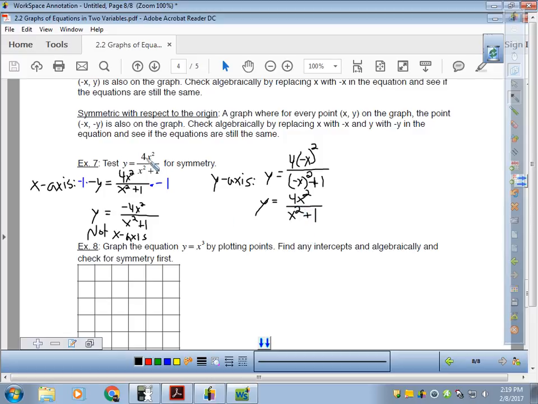Take that, compare it to the original. Are they exactly the same? Yes, they are. They are exactly the same. So since they are exactly the same, that tells us that these are symmetric with respect to the y-axis. So I can say this is y-axis symmetry. So that's how it looks.